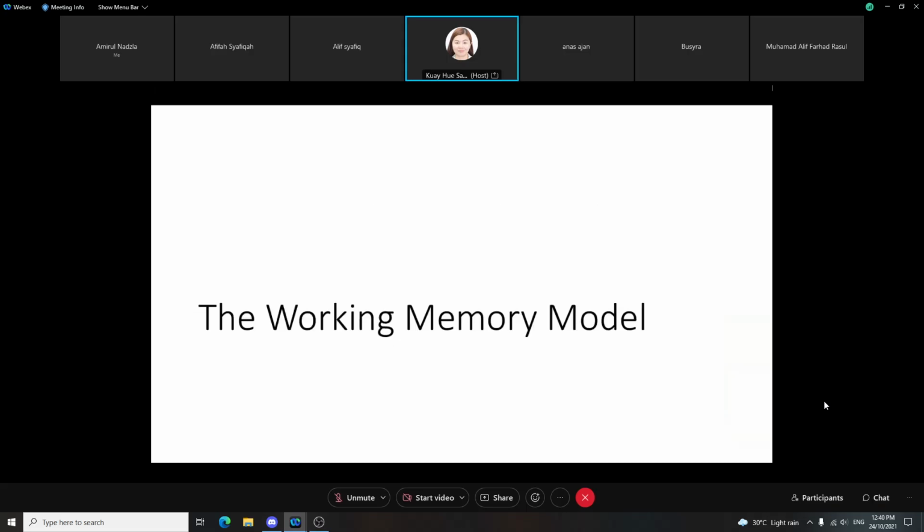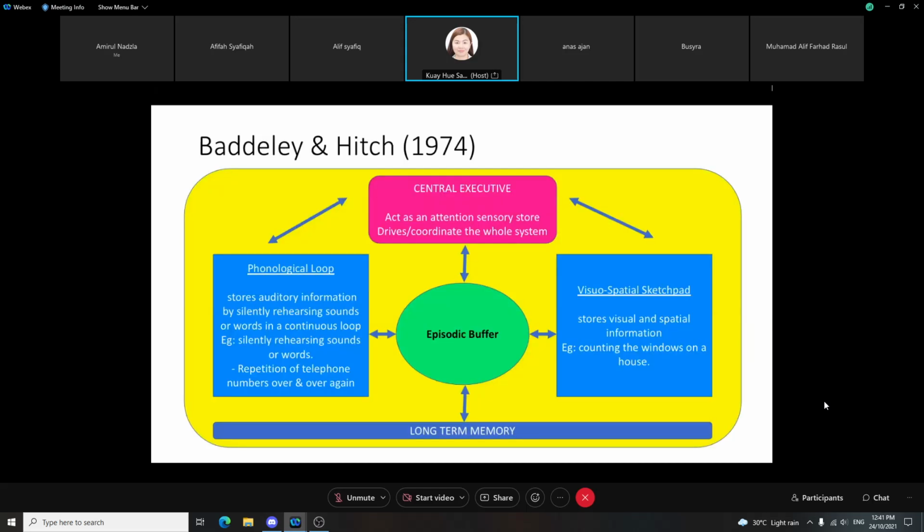And the next model is the working memory model. It's Baddeley and Hitch that was introduced in 1974, 6 years after Atkinson and Shiffrin's model. So this model is slightly different, but not to say that it's totally different, because they have some similar elements, basically talking about memory.